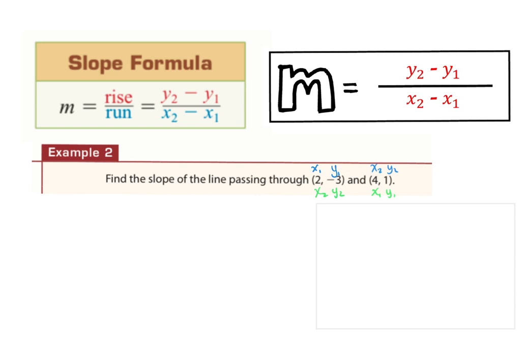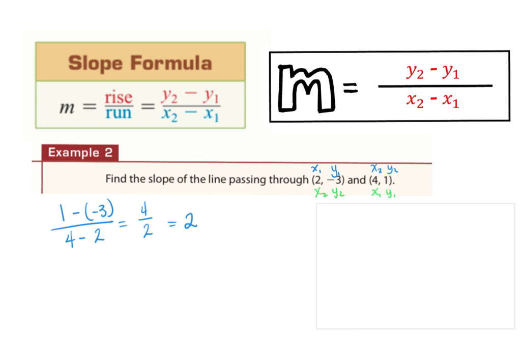So let's do this slope formula, and we're going to do it both ways. All right? So the first way I labeled it with the X1s and the Y1s, it says to do Y2, which the first way I labeled it was 1, minus Y1, which is negative 3. Over X2, 4, minus X1, which is 2. All right? If I do that, I will get 1 minus a negative 3, that is 4. Over 4 minus 2, that is 2. That reduces to 2.